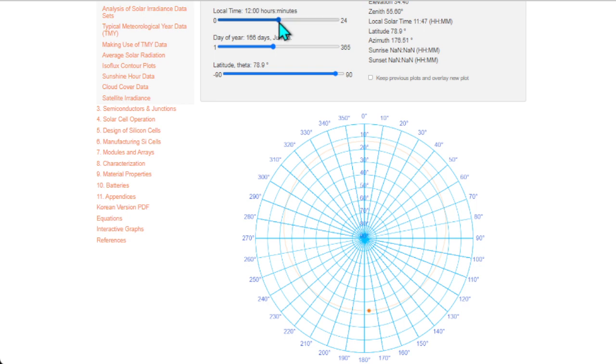Anyway, right about there. So, in the summer, when the sun is in the Tropic of Cancer, the sun doesn't rise or set. It just goes in a circle. Okay?